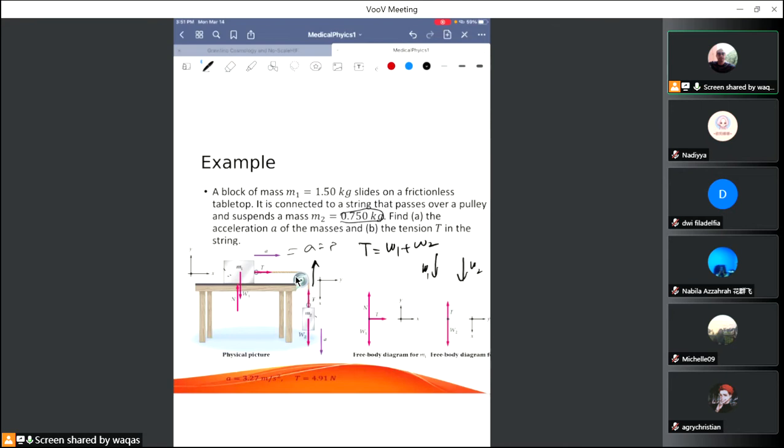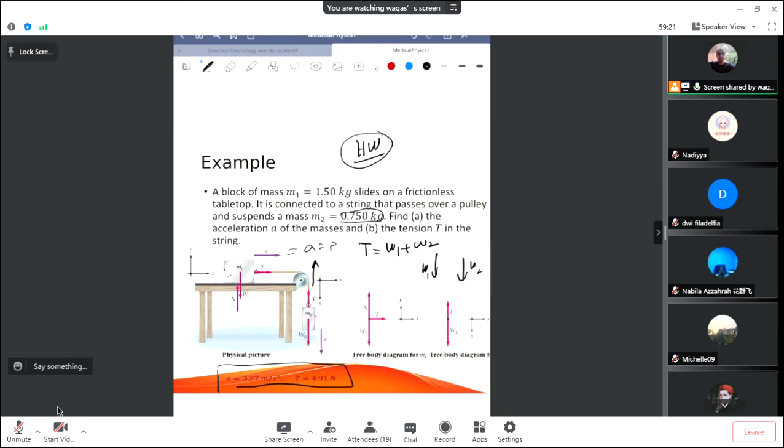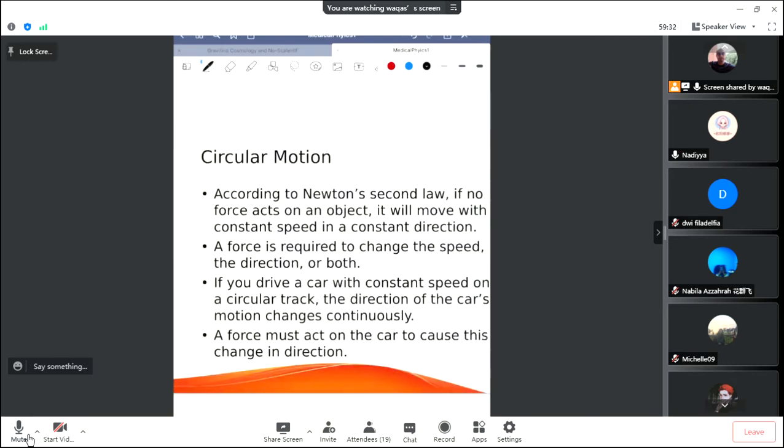You can also try this one. If you don't try, you can let me know, I can give you the solution. I write the answer here, you just look at the answer and try to match. If you don't get this answer, just let me know, I can solve this and give you the solution.